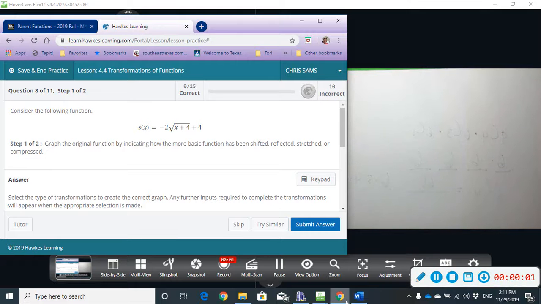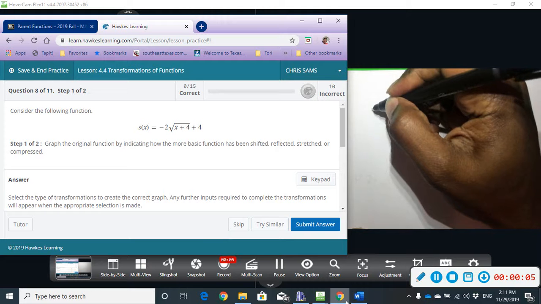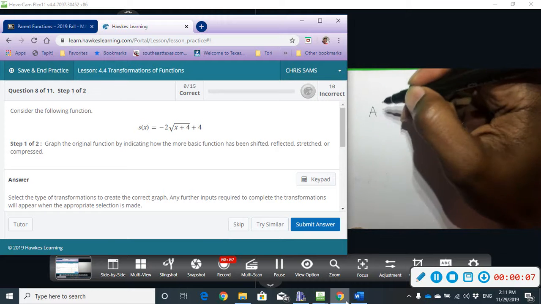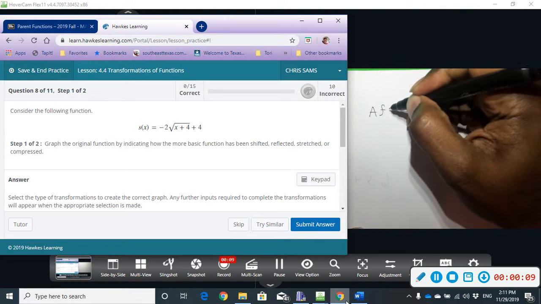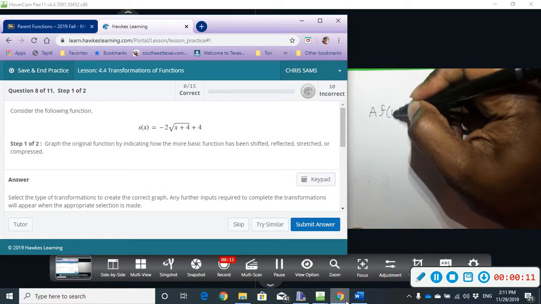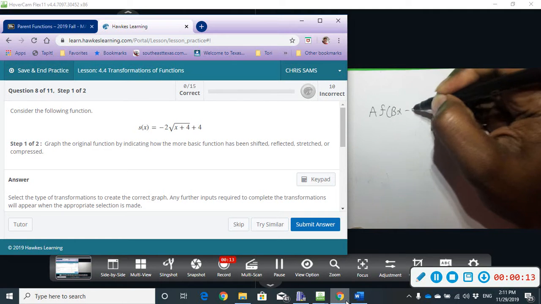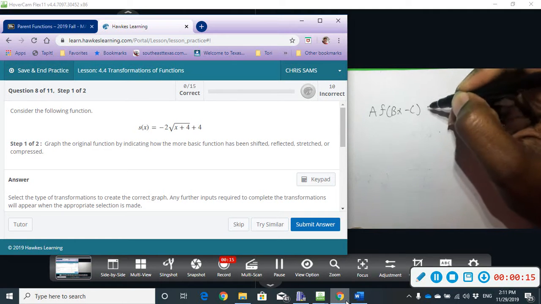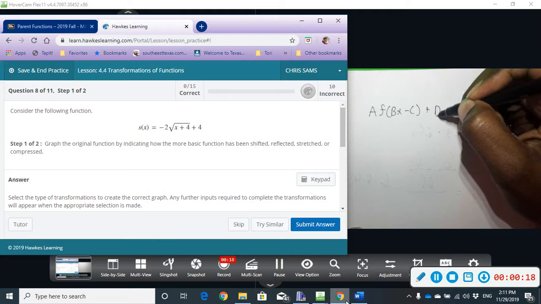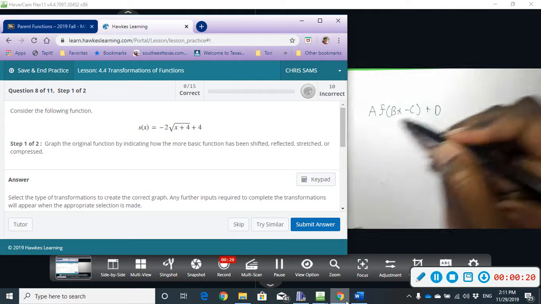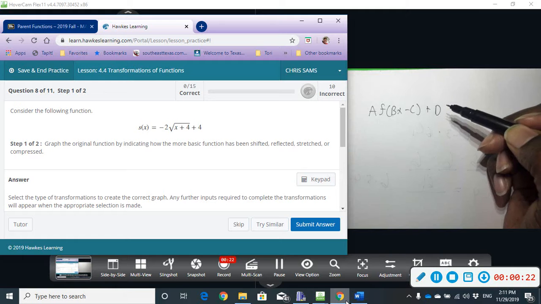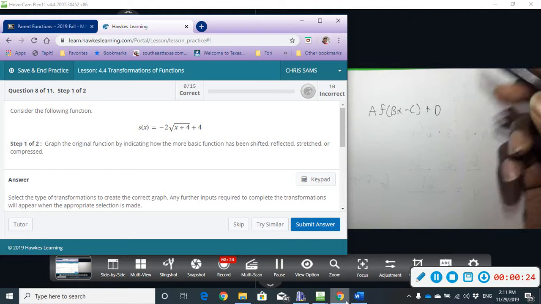Number 8 is going to be similar to the problem that we just worked. Okay, so I'm going to write down that notation that lets us identify whether the function was shifted or reflected. And then we'll just kind of match up the equation that we have to this general form. Okay, so this is the general form that helps us distinguish translations and reflections.